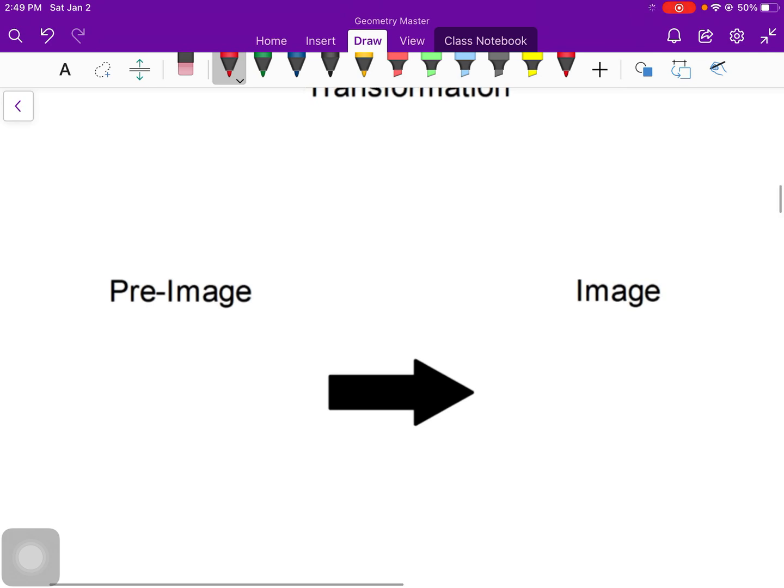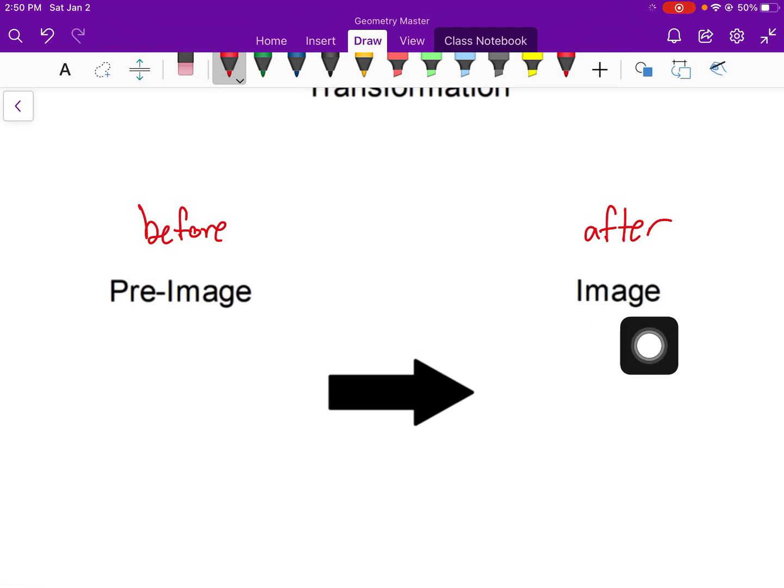So we have two parts. We have a pre-image and an image. The pre-image is before the transformation, and the image is after. I usually think of this like those weight loss commercials where you have one person with the before picture and then they do the magical treatment and they have the after picture. That after is just called the image. The before picture they call the pre-image.